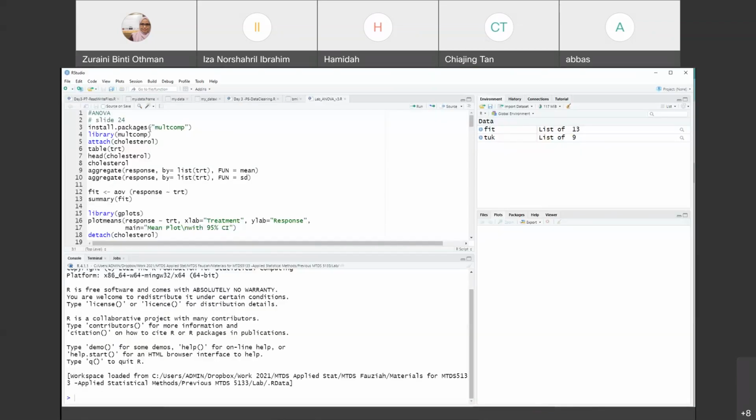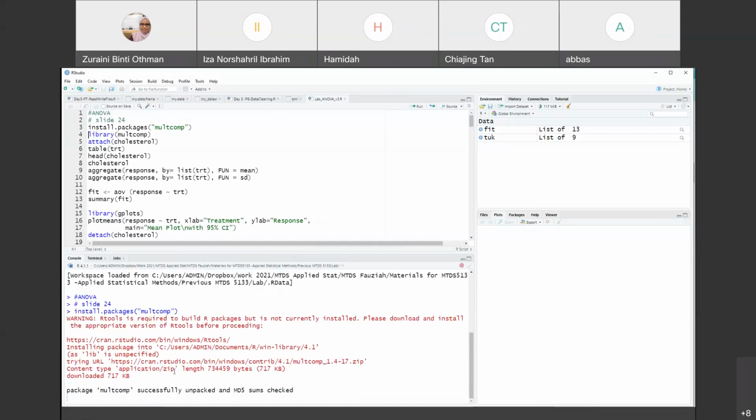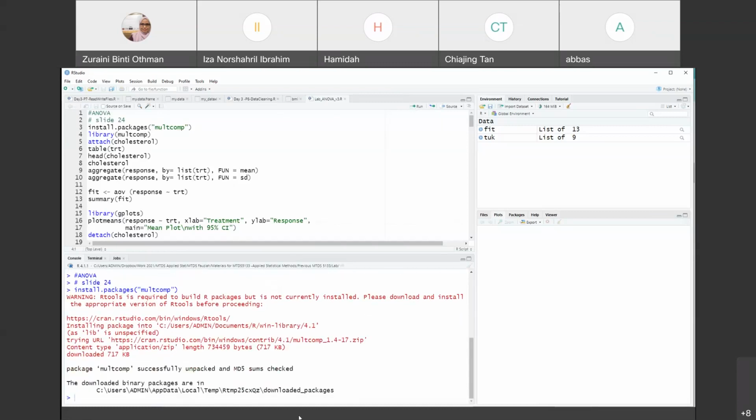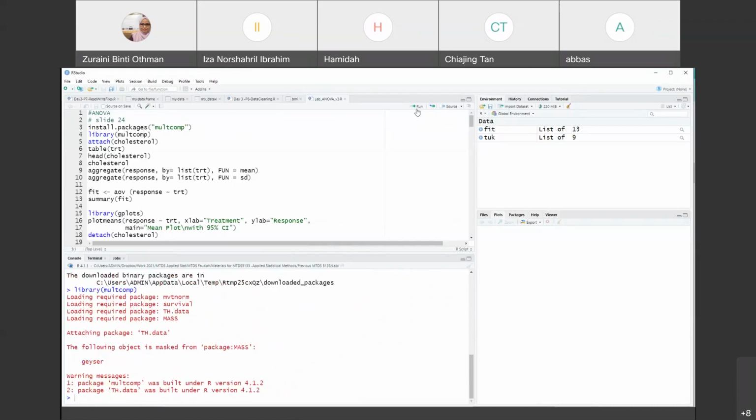First, you have to install packages multcomp. Just run it. Just wait for the R to successfully download the package. Then we call the library. If you have question, you may ask whether you want to open your mic or you want to type in the chat. Then here we attach the cholesterol data frame.